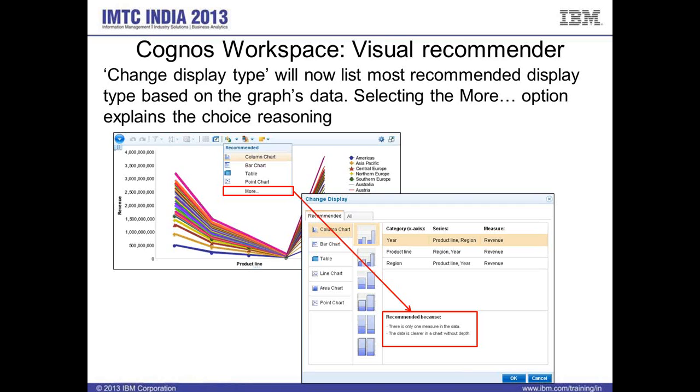Again, the user has the capability to click on more and decide whatever type of visualization they want to choose. But it will list the top 4 visualizations that they can apply based on the given data. So visual recommendation is one way where a user can quickly change the visualization to a more appealing as well as more useful visualization for the particular data set.